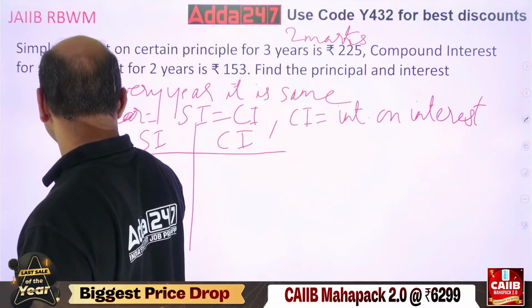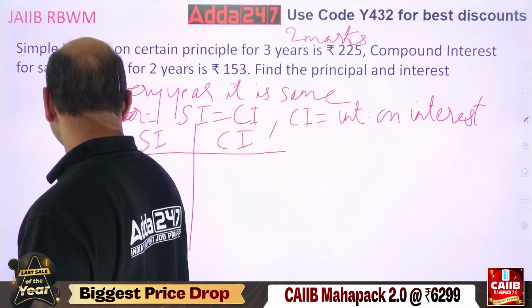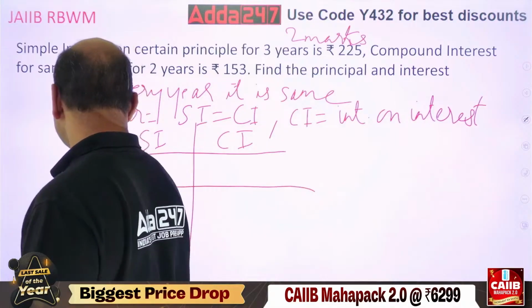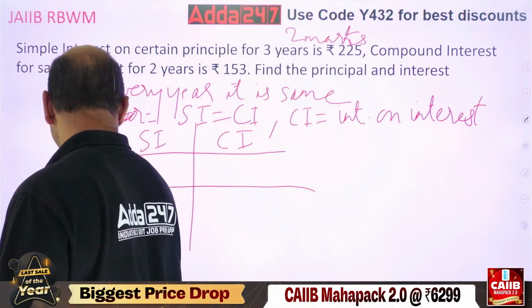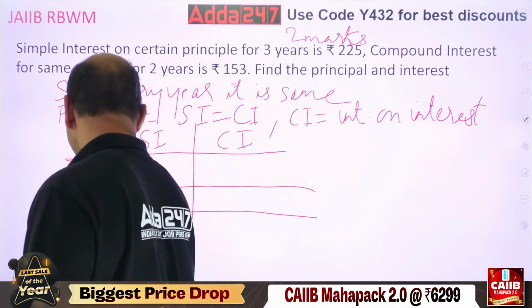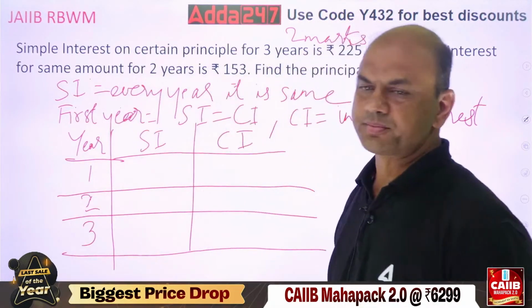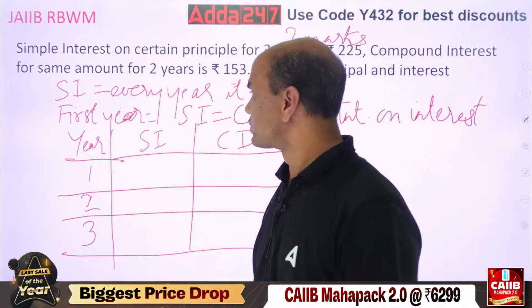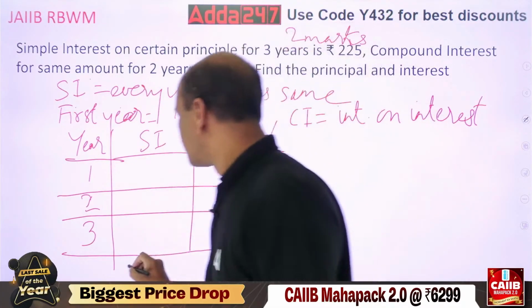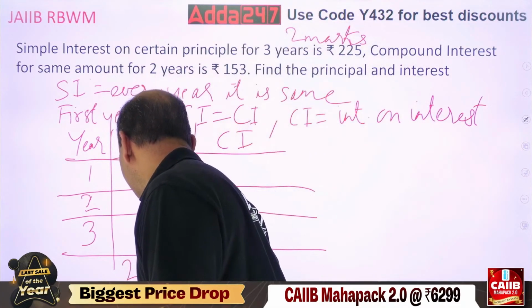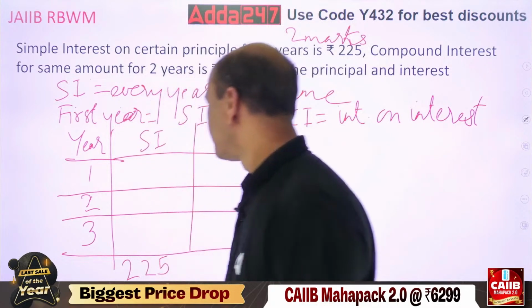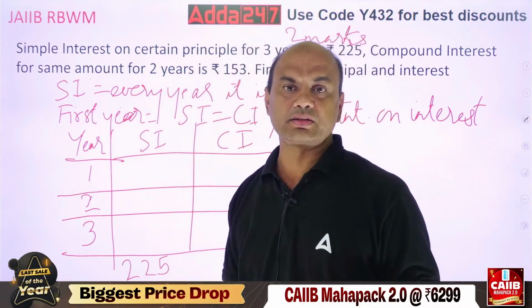So we'll write it here also. 1, 2, 3. Okay, 3 years I have written. Simple interest, total simple interest for 3 years is 225.